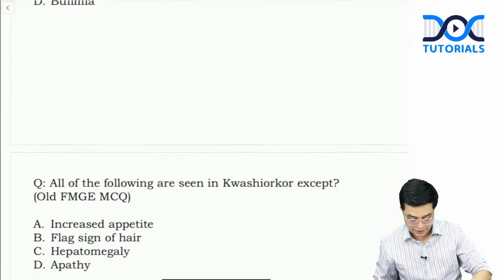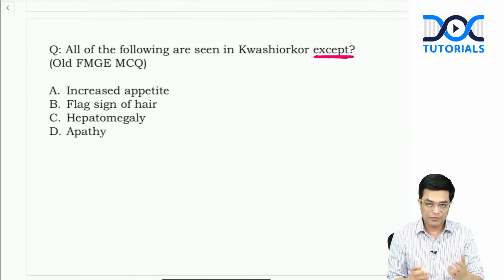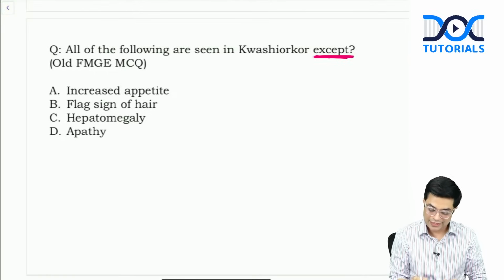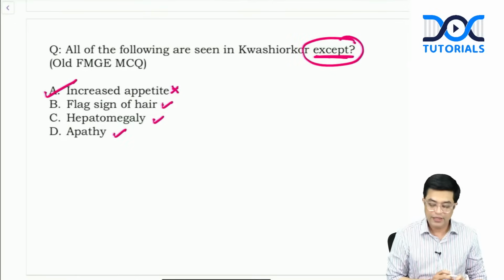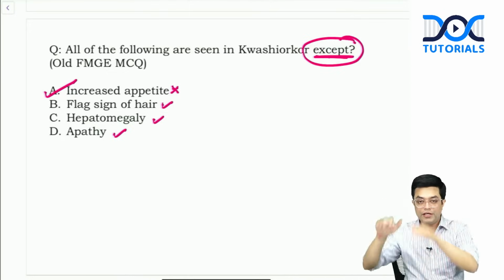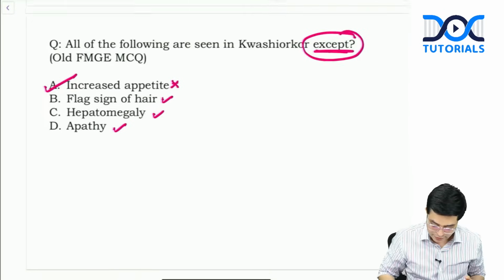Almost all of you have got it correct. All of the following are seen in Kwashiorkor except, old FMG question again. Increased hepatocyte नहीं होता, flag sign of hair होता है, hepatomegaly होता है, pathy होती है. So they are asking except, ये except word miss नहीं करना, गलत हो जाते हैं question exam में. Increased hepatocyte is the answer. They have a reduced hepatocyte. Increased hepatocyte किसका feature है? Marasmus का, right. Move further.